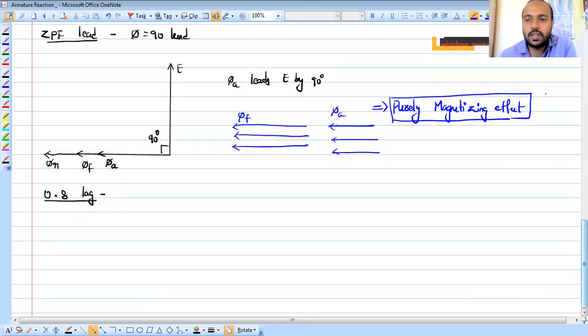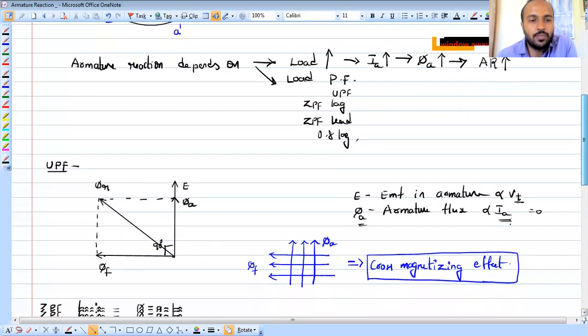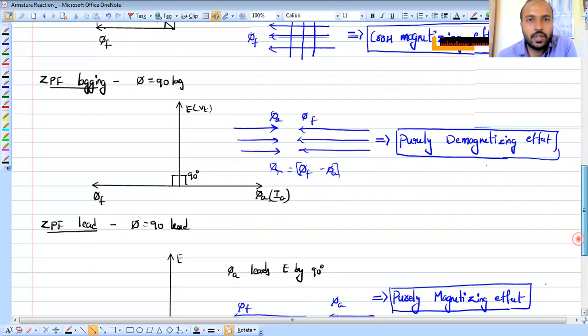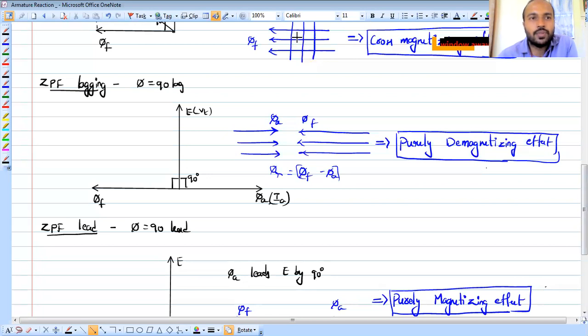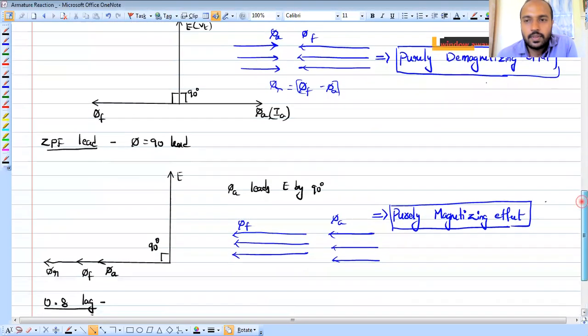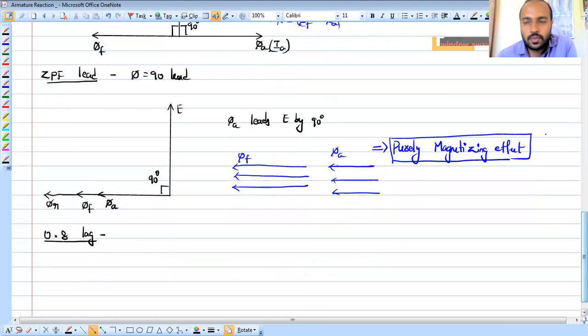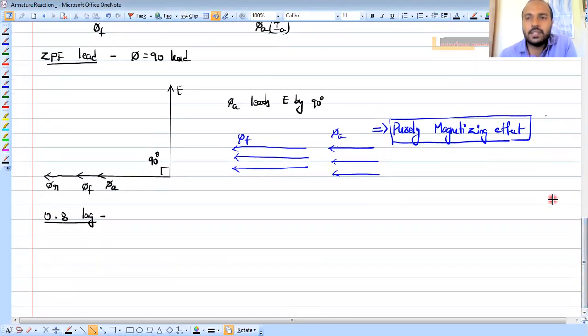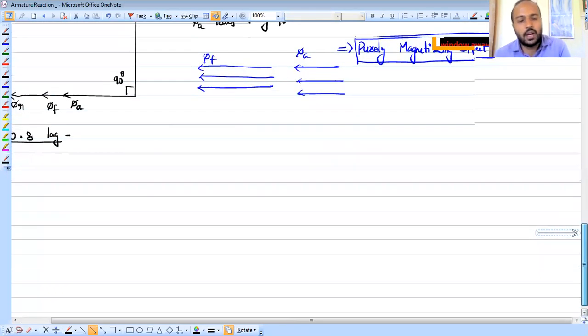How are these power factors varying? Unity power factor, or ZPF lagging, ZPF leading. How are these power factors varying here? Based on the load. So if load is resistive, then we call it a unity power factor. If load is a pure inductive, then it is a ZPF lagging. If load is an RL load, then we got 0.8 lagging power factor. So based on the load power factor, we are analyzing the effect of armature reaction.